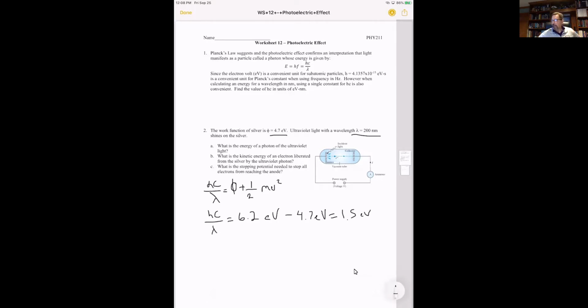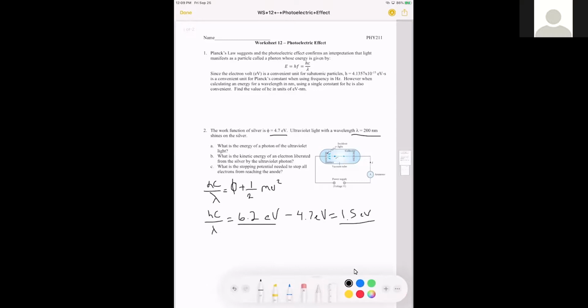All right. And then the last thing is, how big does that voltage have to be in order to stop these electrons with that amount of kinetic energy? By the way, that's equal to K, right? Yeah. Your last thing is equal to K. You've actually put two equations. You right there at that negative sign, you started a new equation. Yeah. What's the stopping potential?